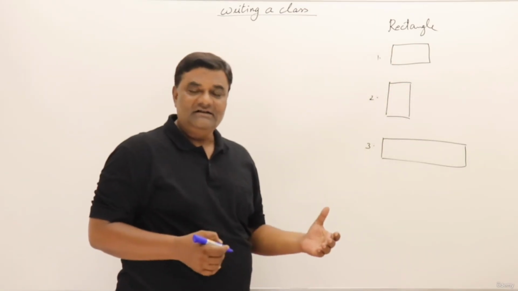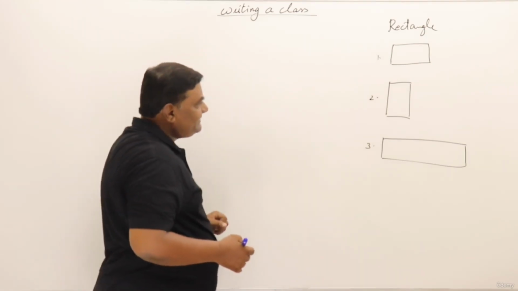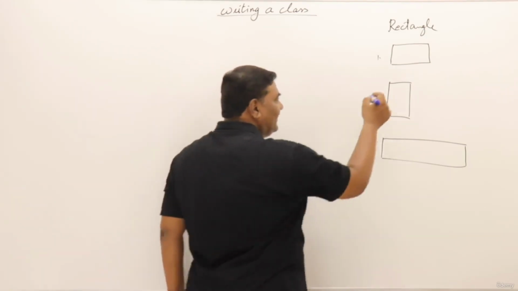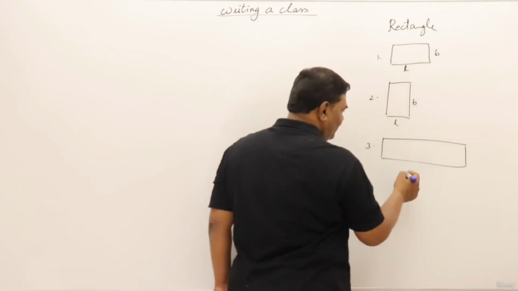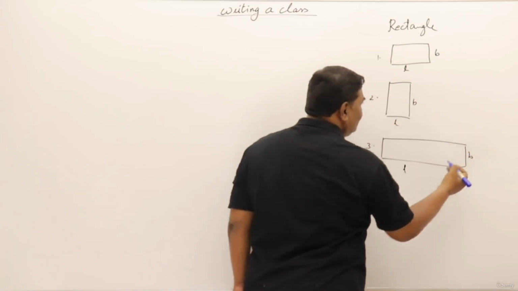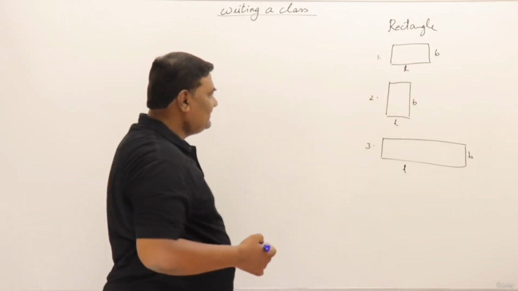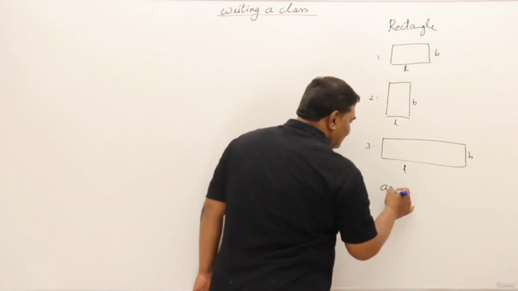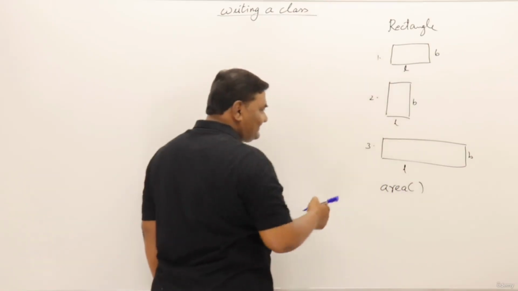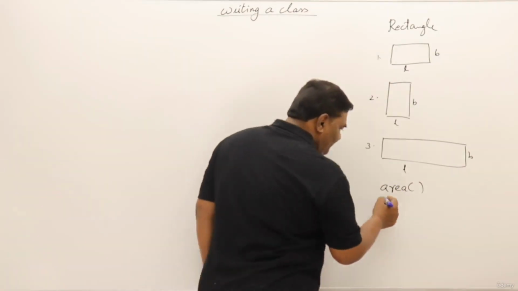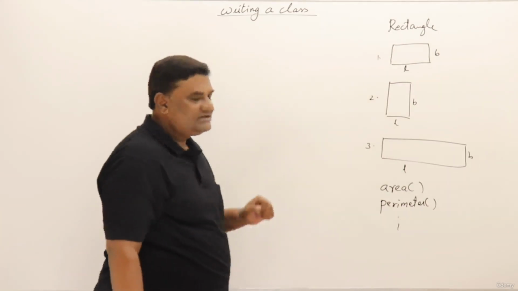So can we define a class rectangle in C++? Yes. So what are the properties or attributes of a rectangle? Every rectangle will have its length and breadth. This is length and breadth. And what are the operations that you can perform on this rectangle? We can calculate area. Length and breadth is not a calculation, area is a calculation, so we say it's a function. We can find its perimeter and so on. So these are the important operations.